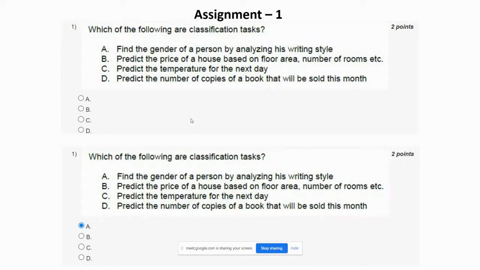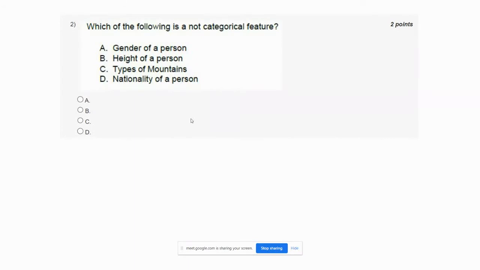D is also a regression based problem, because the number of copies is a figure, which is your function y, which could have a continuous set of values, any value that could be predicted based on the independent variables that you choose to predict, right? So again, this is a regression problem, not a category based or classification problem. Let us come to question number 2. Which of the following is not a categorical feature?